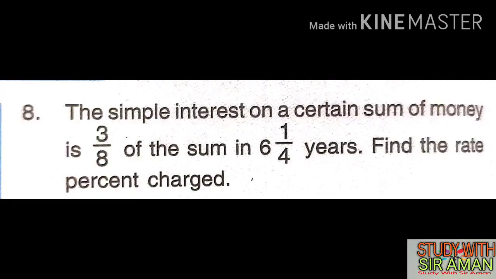Question number 8. This question is very important. The simple interest on a certain sum of money is 3 by 8 of the sum, but the sum is not given here. Sum means principal. In 6 1 by 4 years. Time is given here, 6 1 by 4 years. Find the rate. For rate what do we need? For rate we need 3 things: interest, principal, time. Principal is not given here, interest is not given here, but time is given here. How to find this? Check.